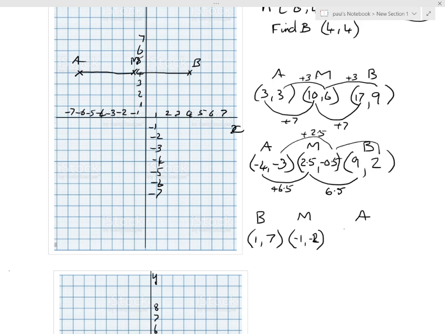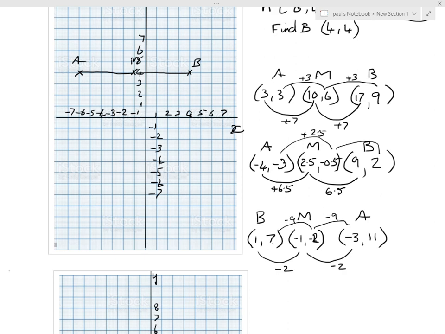It doesn't make any difference which way round this is. So from B to the midpoint, we need to go -2. So we need to -2 to the other one, which gives us -3. And from 7 to -2, we have to -9. So we -9 on there, which gives us 11.